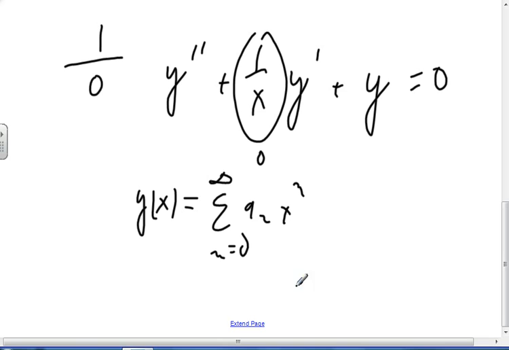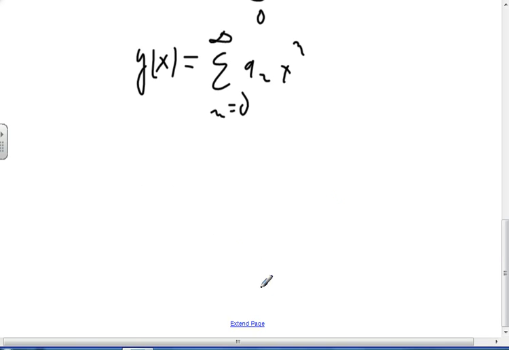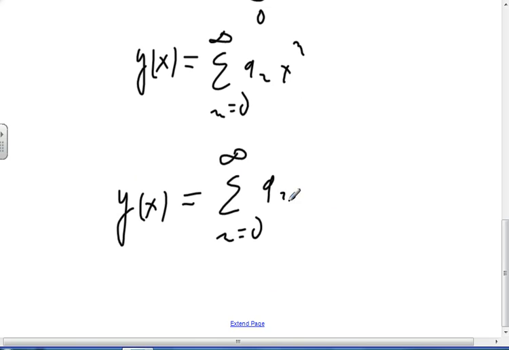But what we would do in that situation is we'd use a different form. We would say y of x is equal to summation n equals 0 to infinity a n, and we would shift away from x is equal to 0 to another spot.